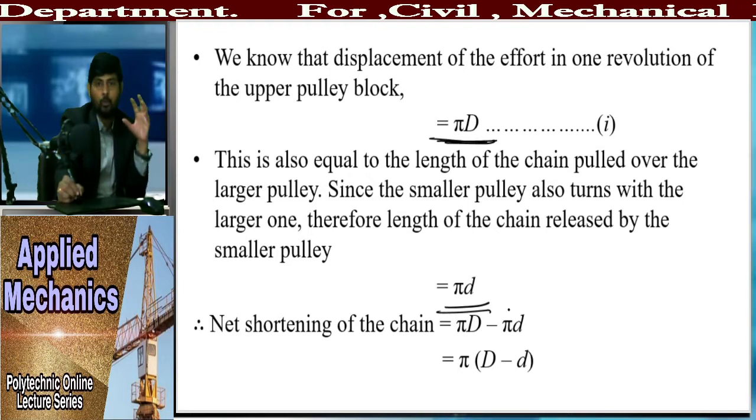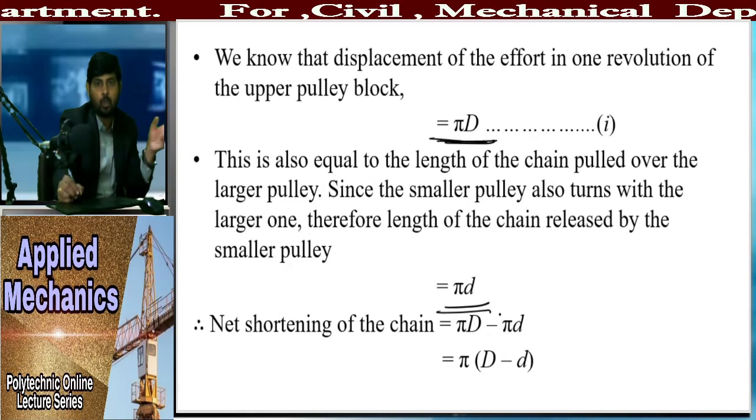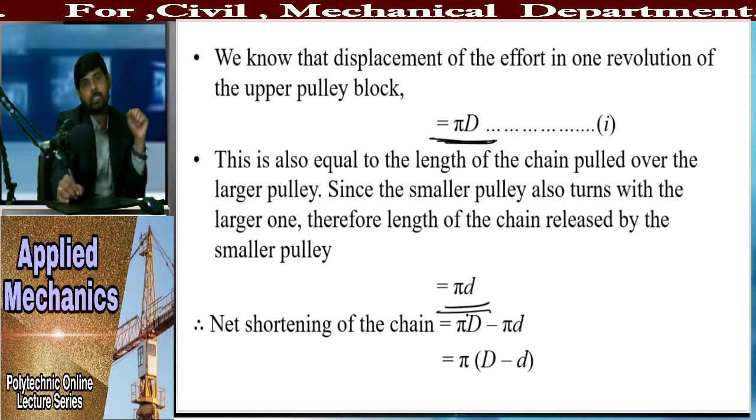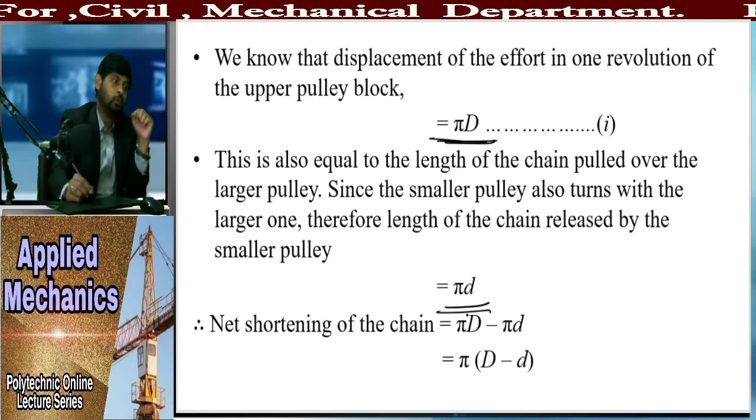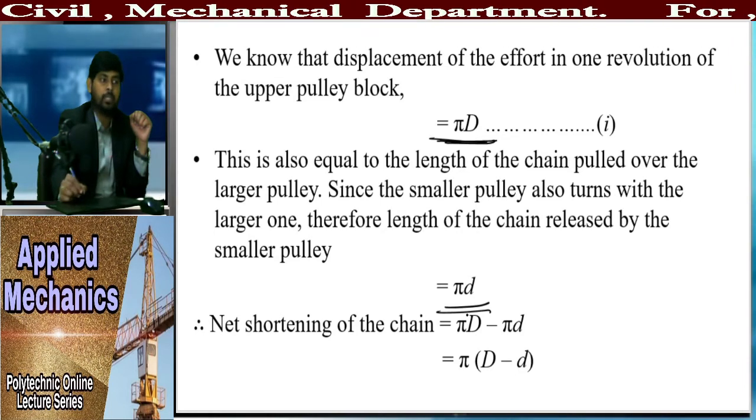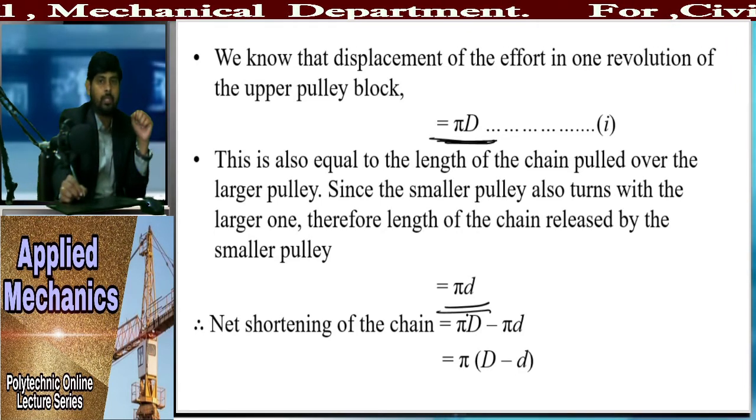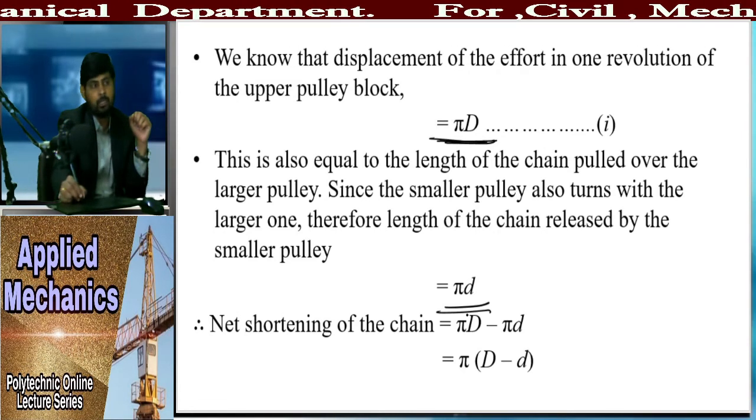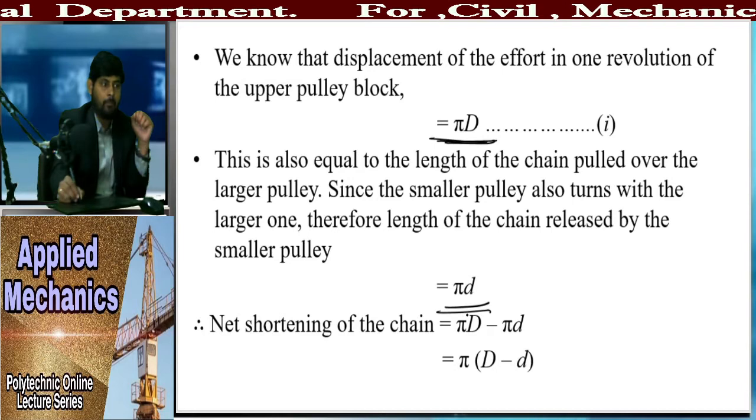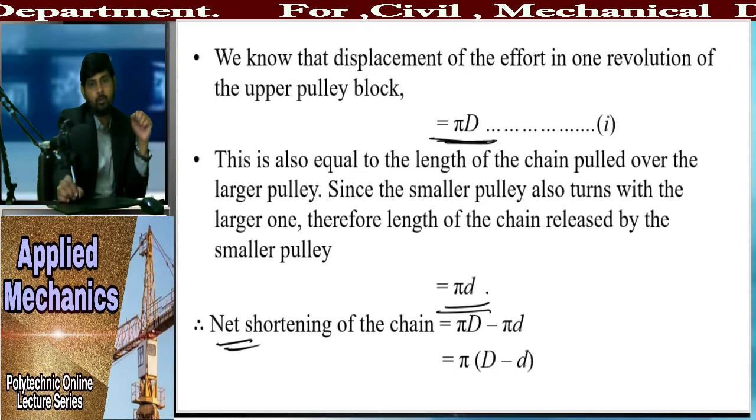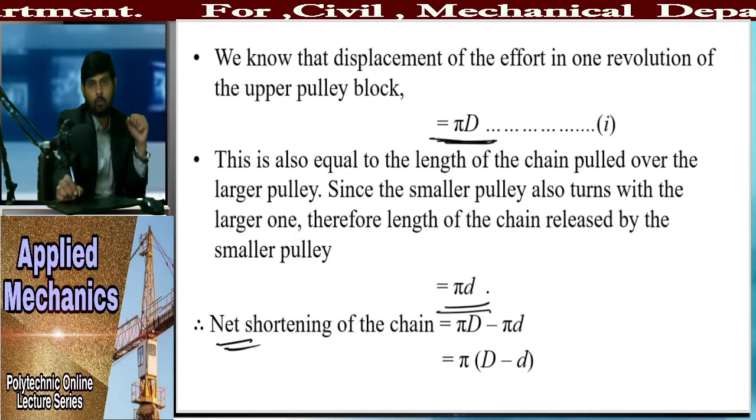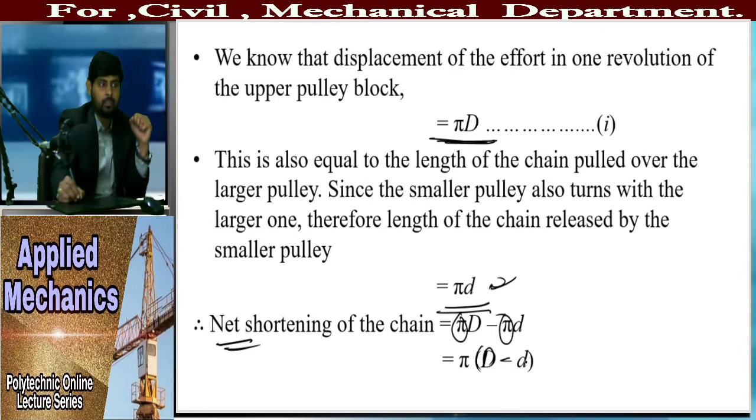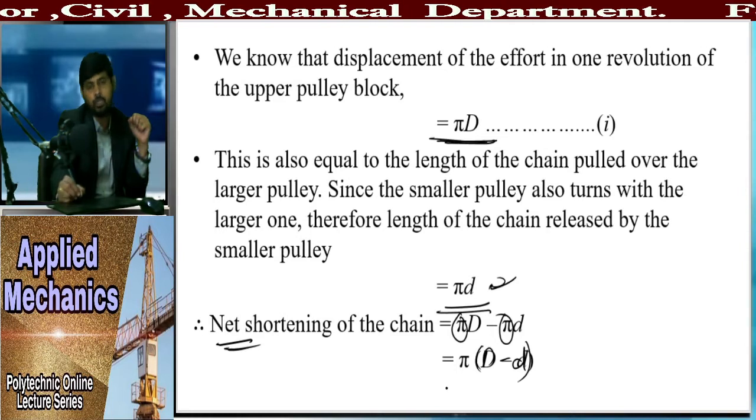So we have to subtract the revolution of the smaller pulley from the larger pulley, because both are attached to each other. So when we find the net shortening, you can take an equation like this: pi D minus pi d. Now you can see pi is common. We can take pi as a common factor, and D minus d is the remaining term.